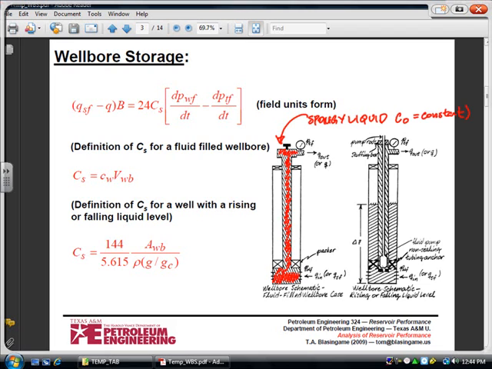Now this one's easy to understand. Now gas, of course, the compressibility is not constant. The other one is where we have a liquid level in the well. I know I'm covering up the rod, sorry about that. And this liquid level changes as a function of pumping. Obviously, if you're pumping, it goes down. If you're shut in, it goes up.